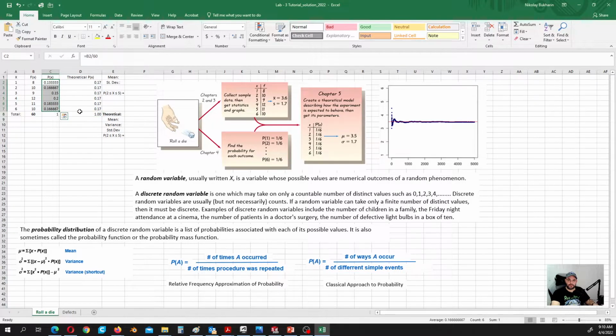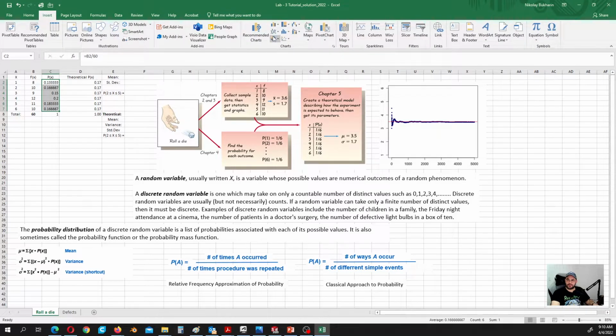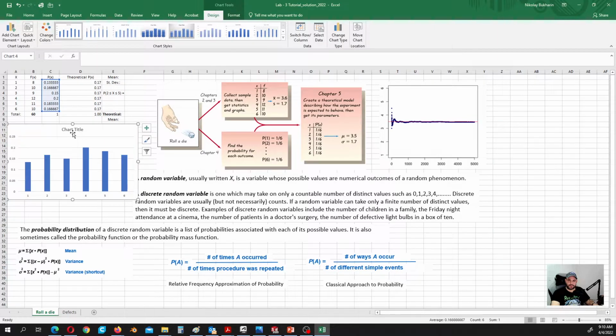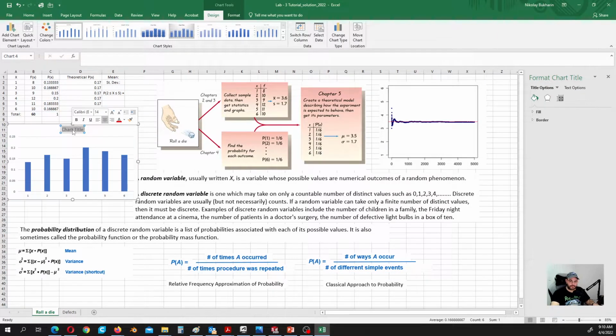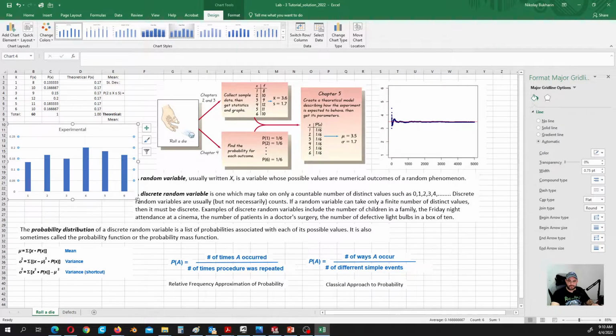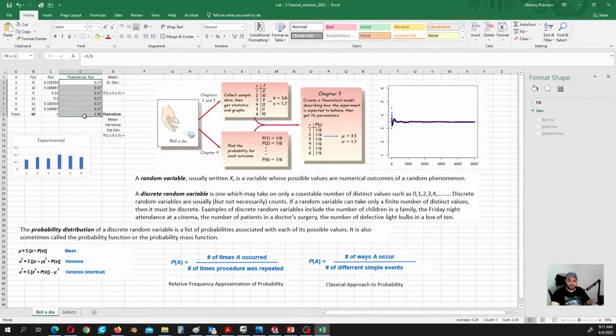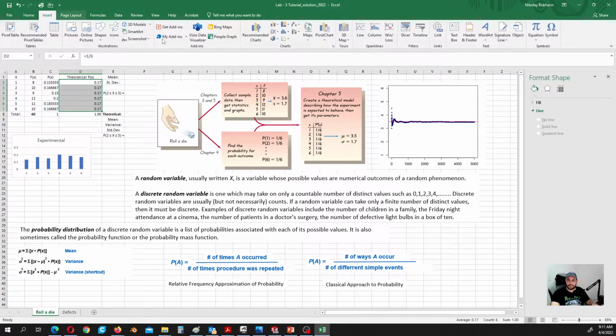We can also go ahead and insert the histogram. This is going to be our experimental result of actually rolling a die. Let's move it a little bit like this, and if you go here, insert.